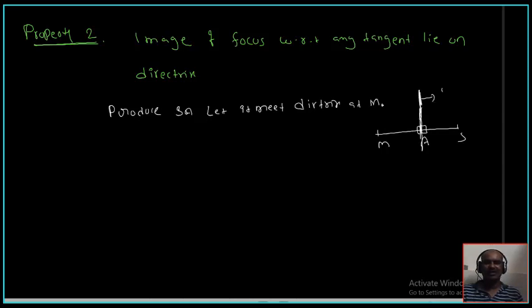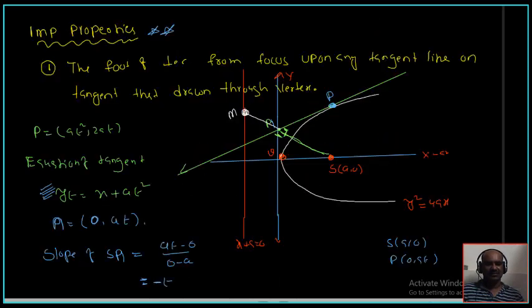What is this tangent actually? y t equal to x plus a t square. Tangent perpendicular. This is A comma 0. Now we want to find coordinates of M. This is the directrix. Don't think that this directrix and this line are parallel, that is not correct. Now I want to find coordinates of M. What is the equation of directrix here? x equal to minus a, means the x coordinate of M is also minus a. Minus a comma something.